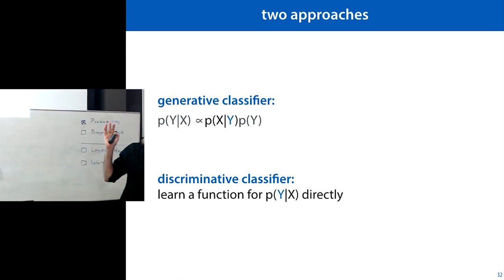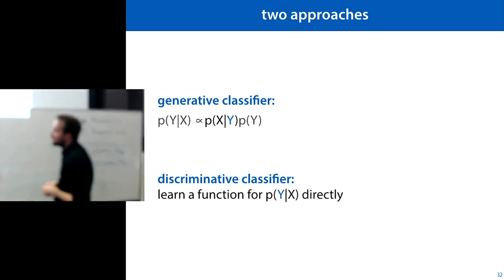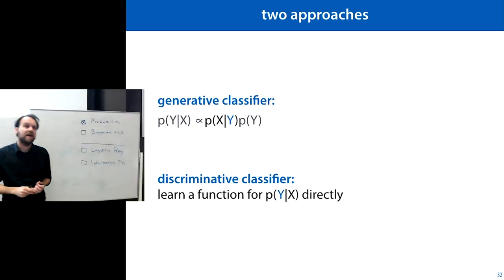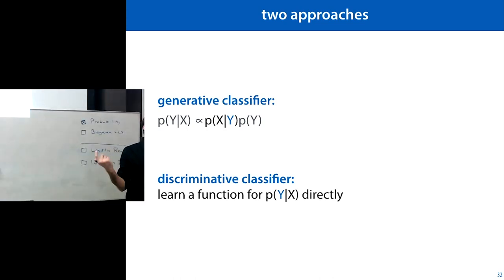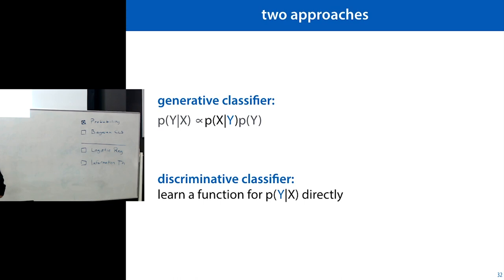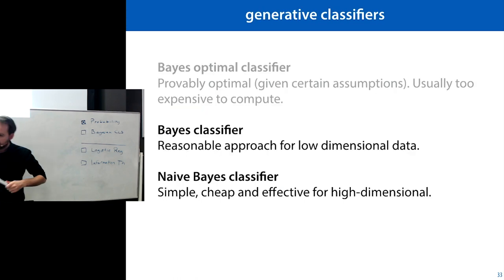What a generative classifier does is take these two probability distributions and learn both of them from the data. So either we learn p(y | x) directly, or we learn p(x | y) and we learn p(y). Both are decent approaches. So we'll look at Bayesian classifiers as an example of generative classifiers.